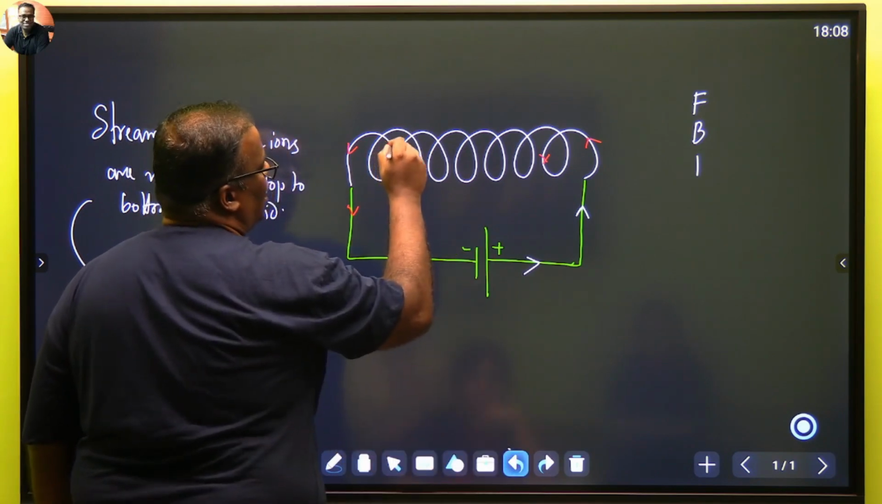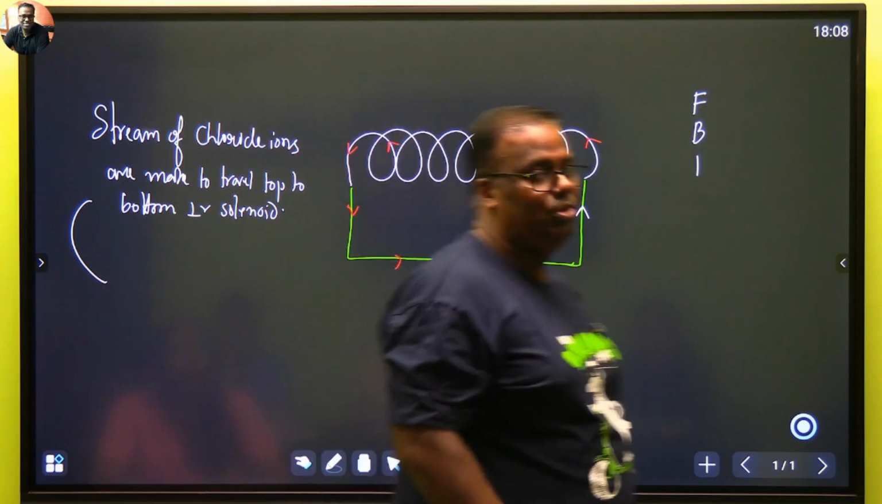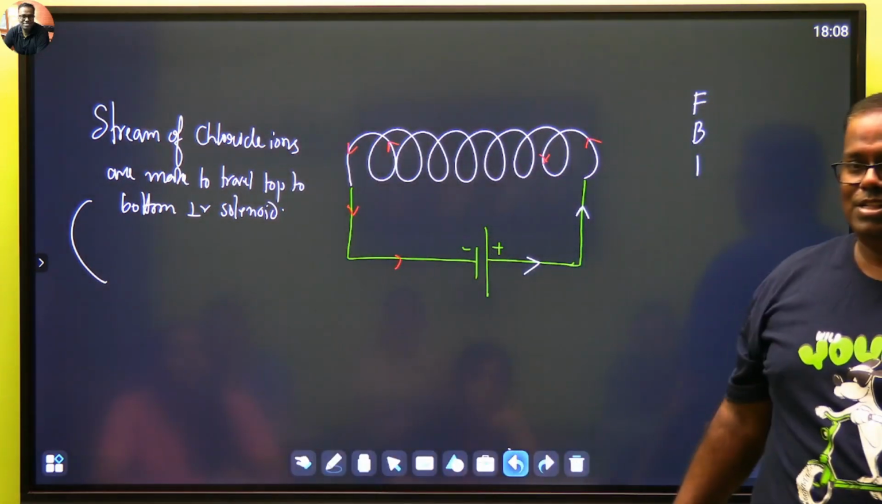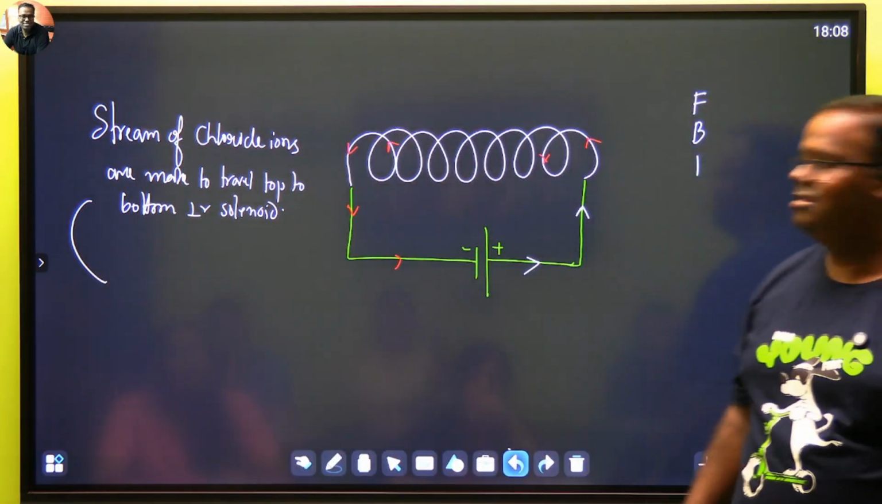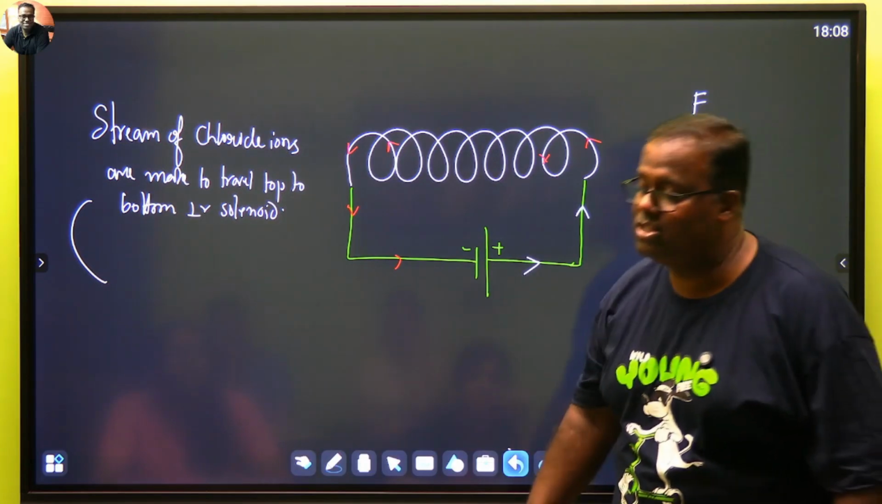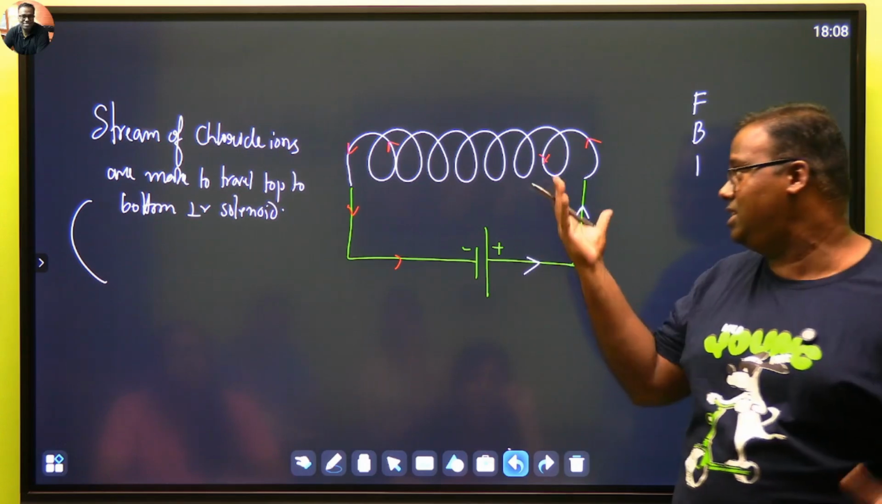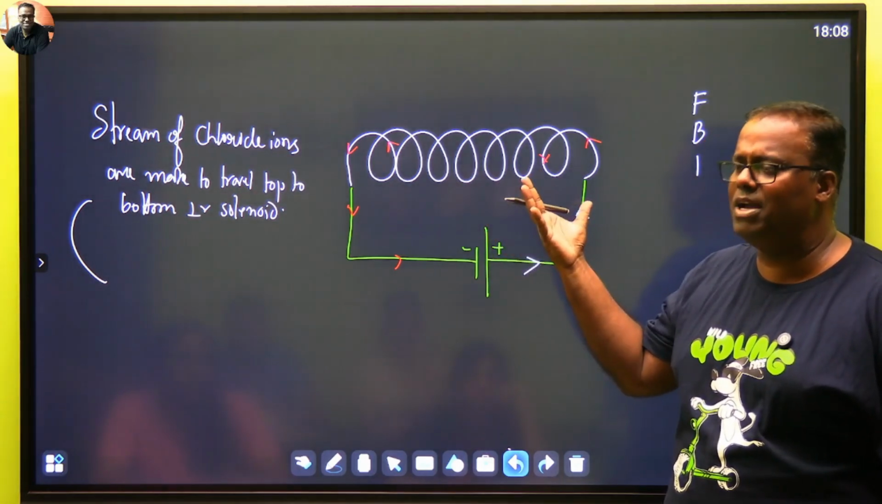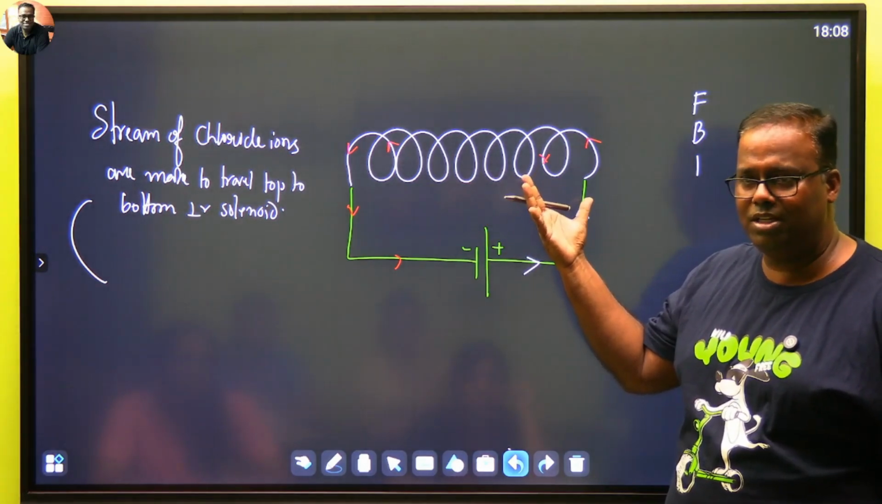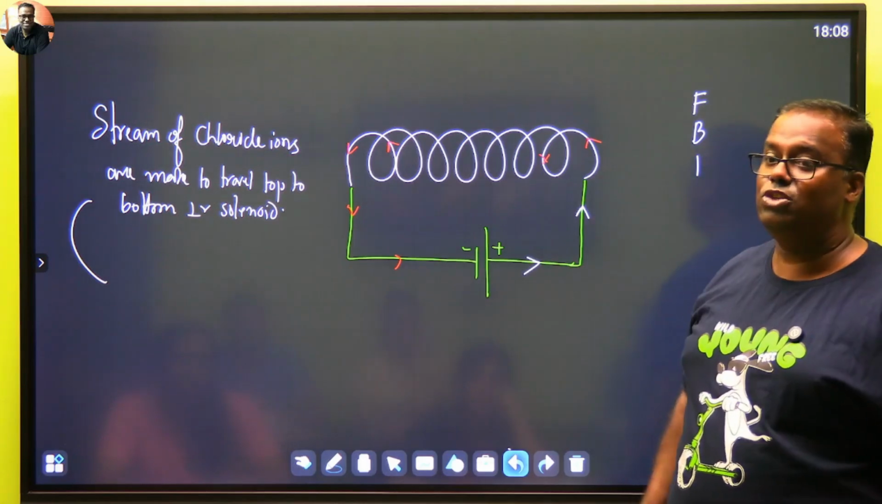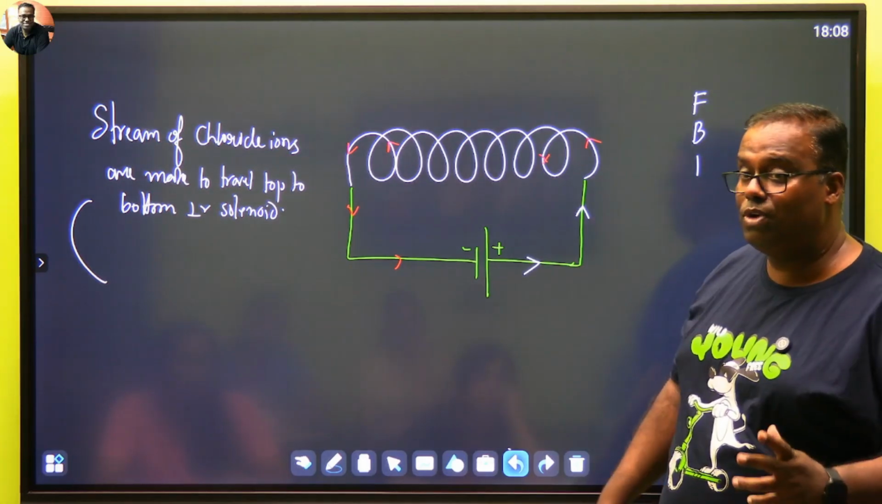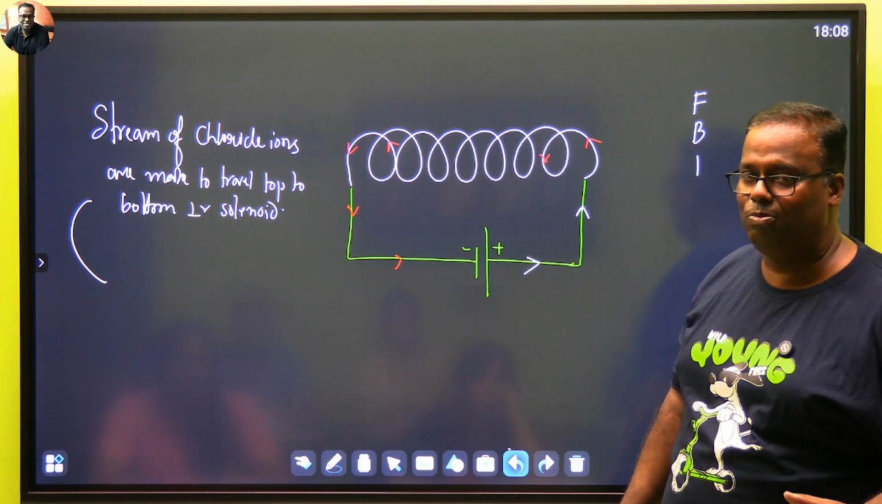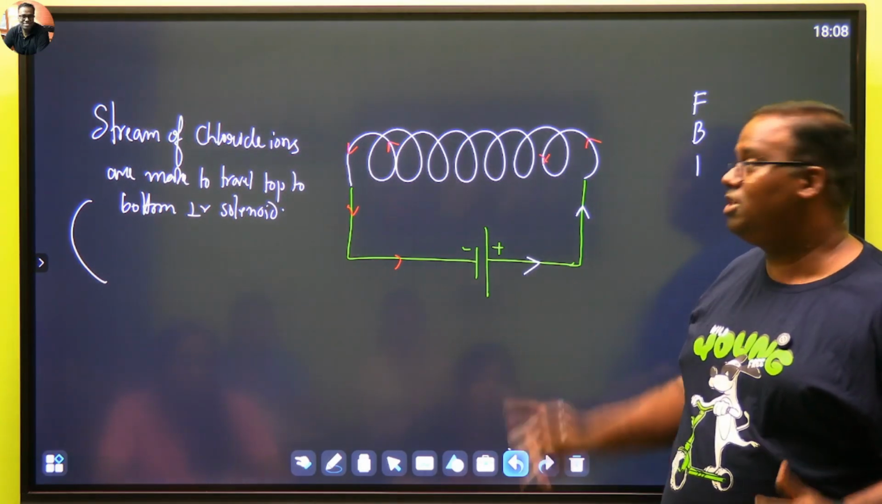Do you have any idea now how the magnetic field should be? Apply your knowledge. How do you find the pole? This is ultimately a magnet. A solenoid behaves like a bar magnet. Isn't it a bar magnet? It's a bar magnet. Start thinking. So if it is a bar magnet, you need to first know where is the north pole, where is the south pole. How do you apply north and south in a solenoid?